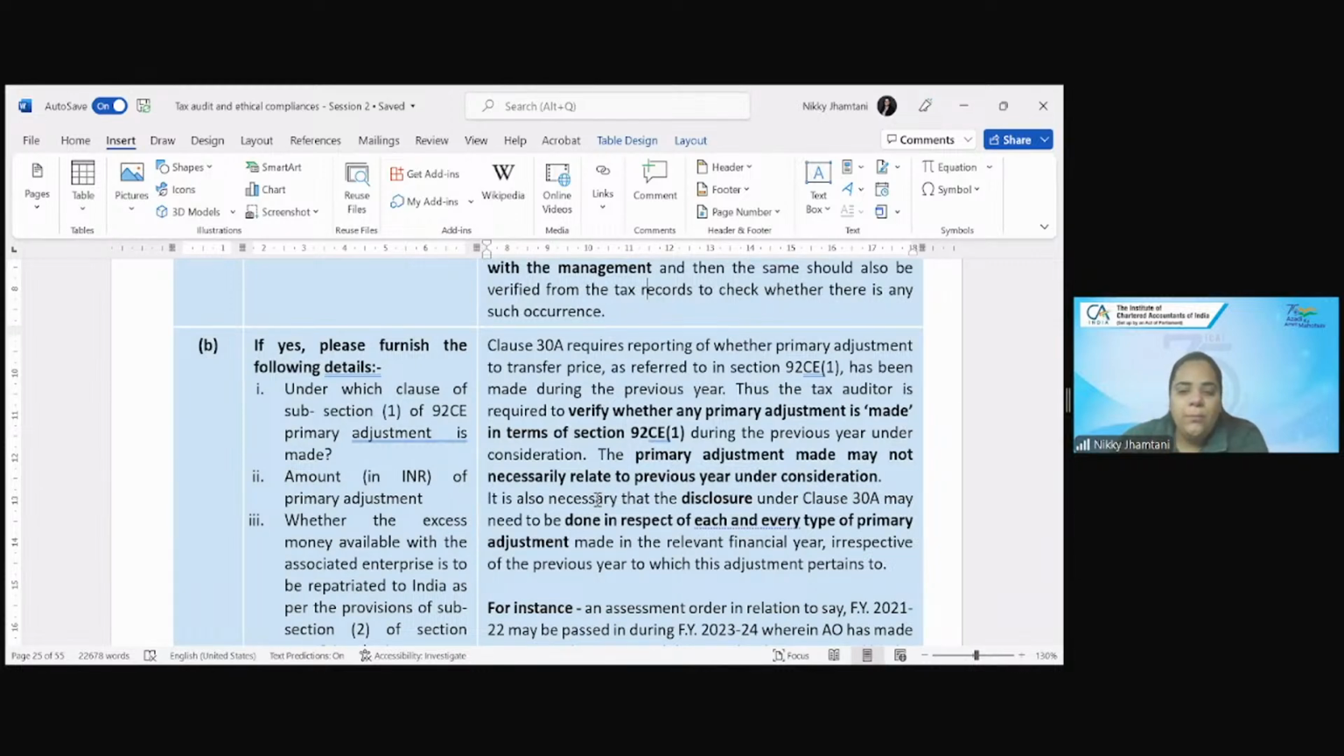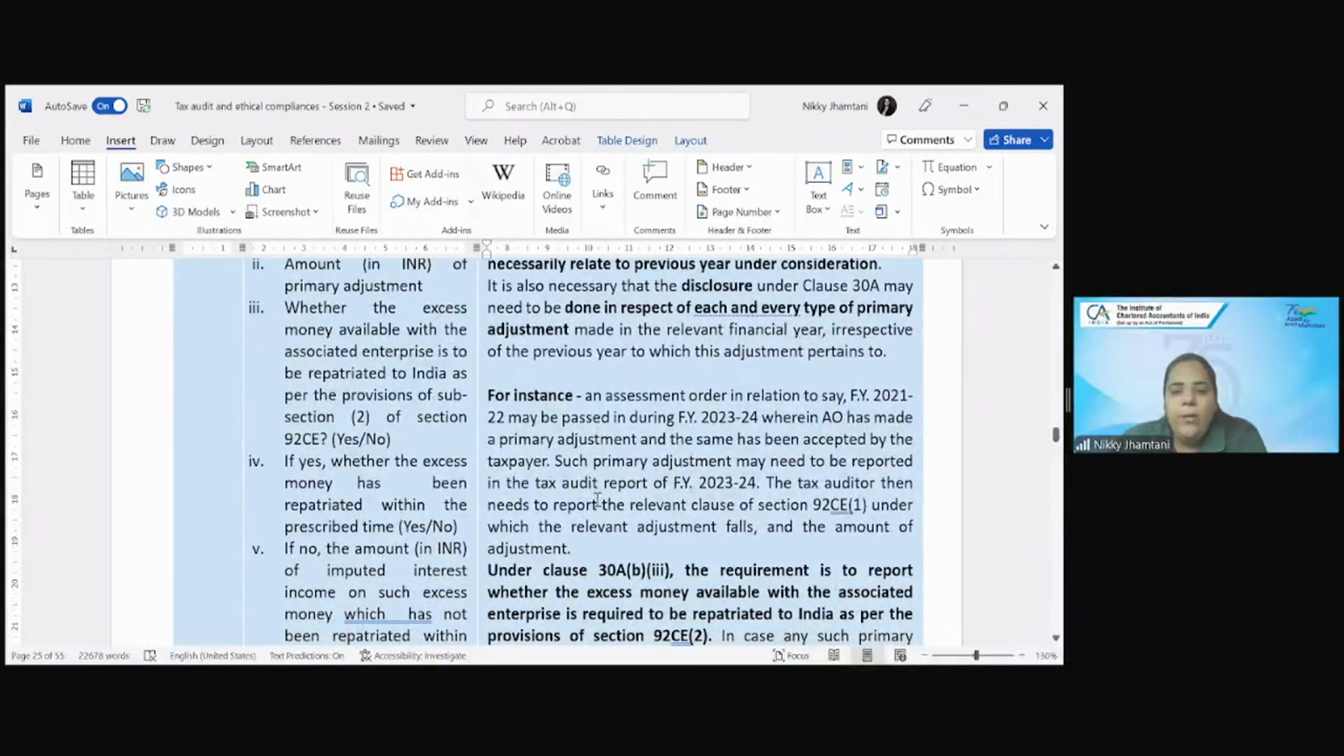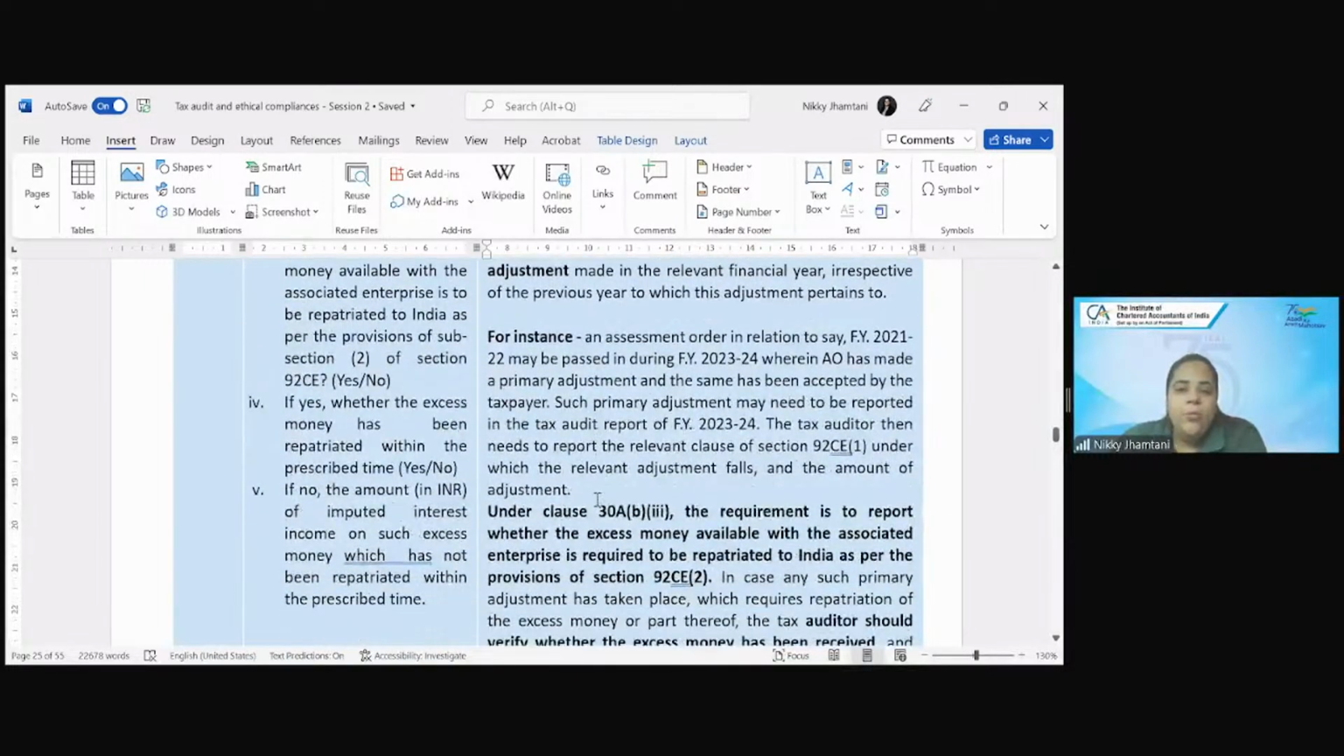So, for instance, an assessment order in relation to FY 21-22 may be passed during FY 23-24 wherein the AO has made a primary adjustment and the same has been accepted by the taxpayer. Such primary adjustment may need to be reported in the tax audit report of financial year 23-24. The tax auditor then needs to report the relevant clause of 92CE(1) under which the relevant adjustment falls and the amount of adjustment.